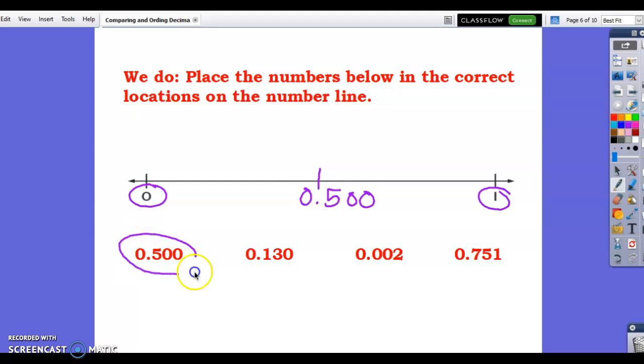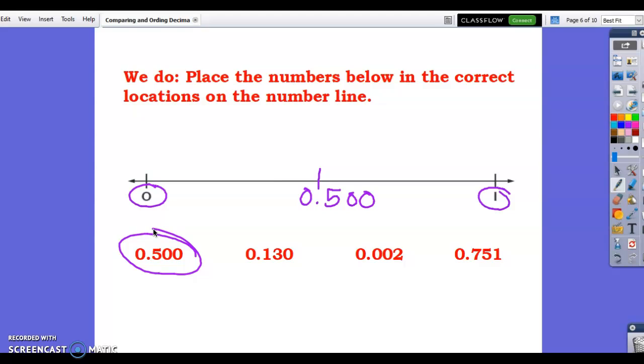Oh, look, you have one already done for you. So you can create that very first one. You've already done it. Then I want you to try to plot the other 3 where you think they should go. Pause the video here, get those created.